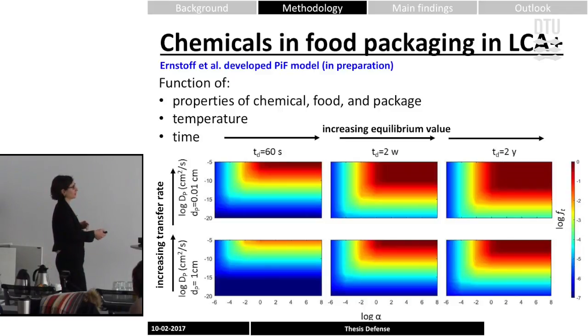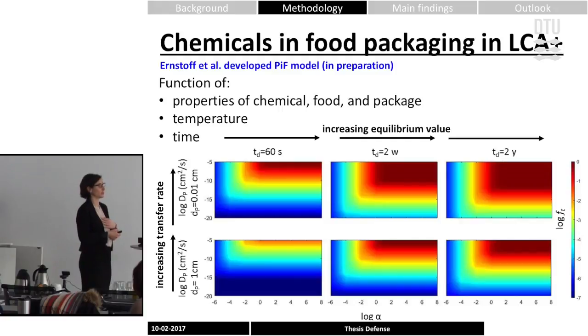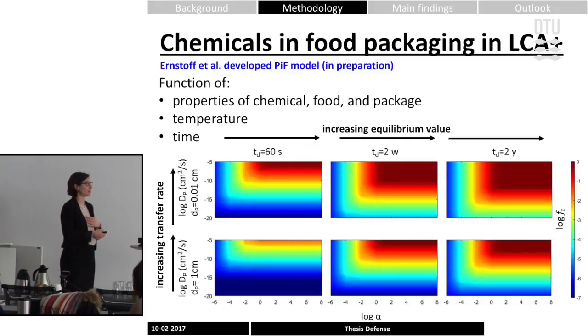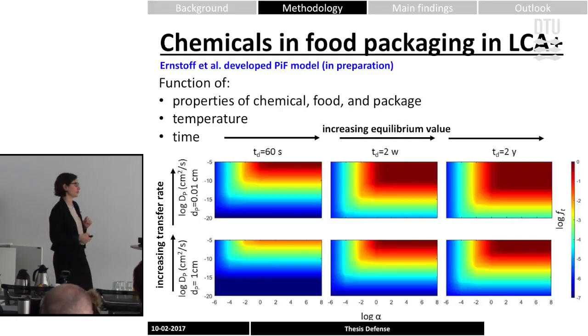The different columns here are different times. So 60 seconds of contact between the food and the package, 2 weeks of contact, 2 years of contact. And then on the y-axis is the logarithm of the diffusion coefficient for 2 different packaging thicknesses. And on the x-axis is really that equilibrium value, the logarithm of the equilibrium value.